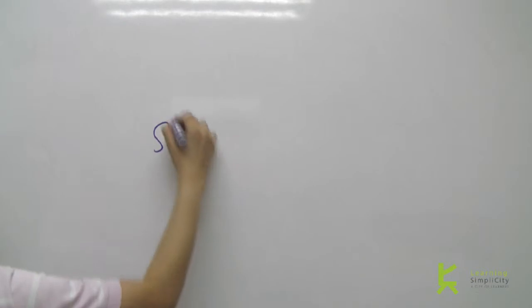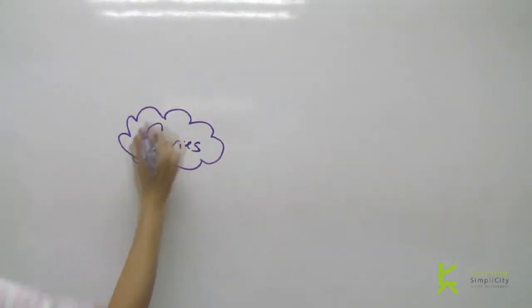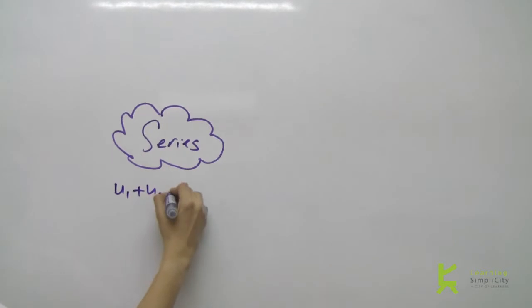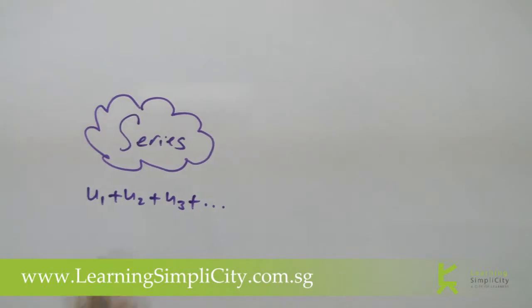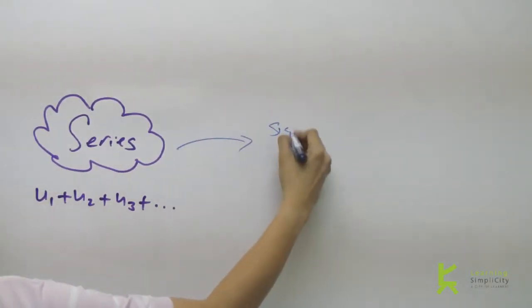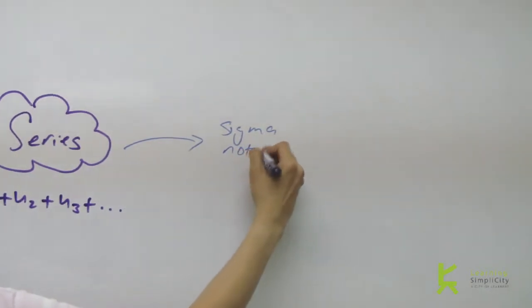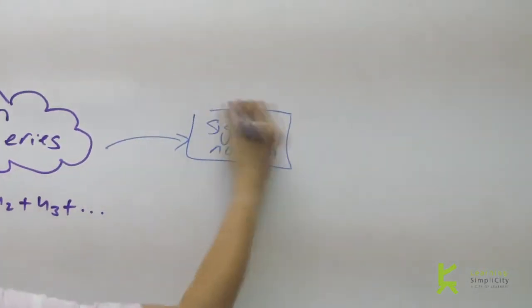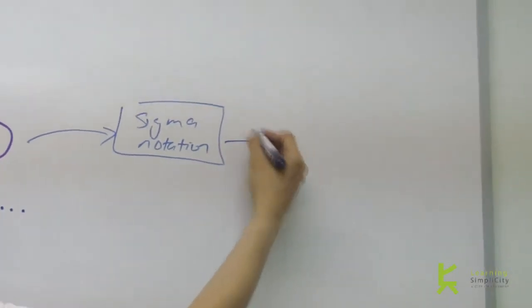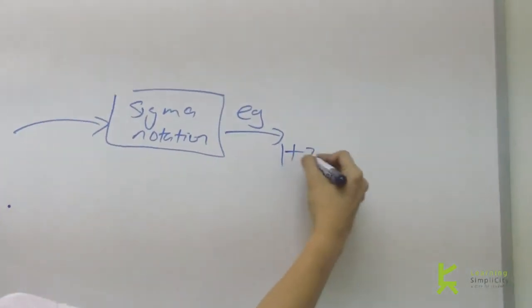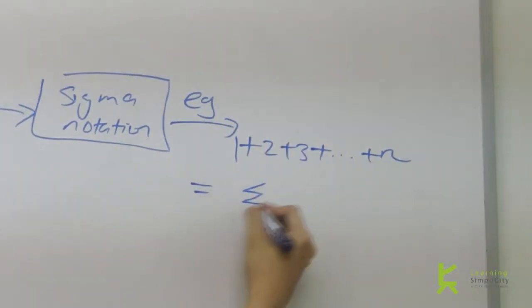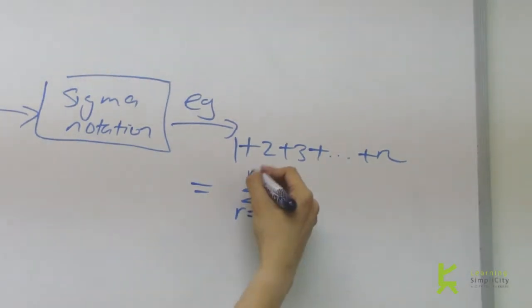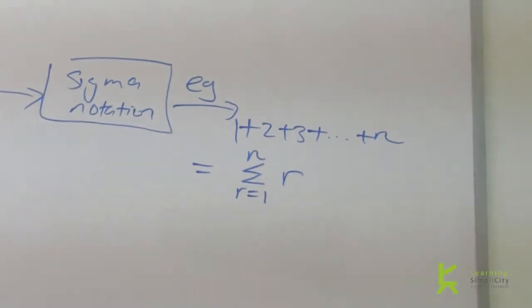In this series, we shall discuss about Series. Series is sum of ordered sequence. It can be denoted in the sigma notation form. Example of sigma notation form will be as such. 1 plus 2 plus 3 all the way to n can be written as a sigma notation form from r equals to 1 to n with the variable r.